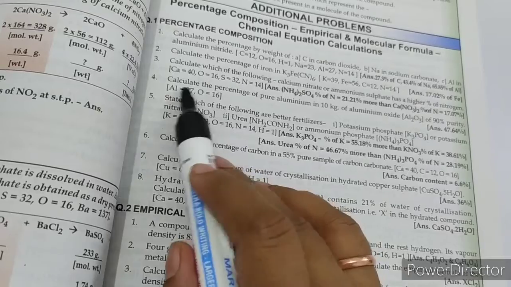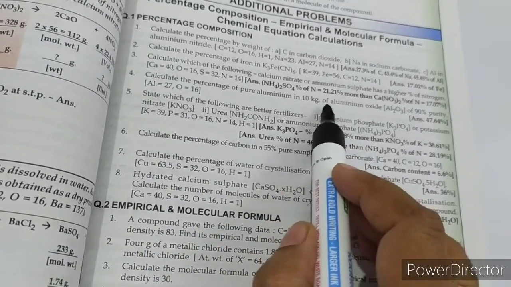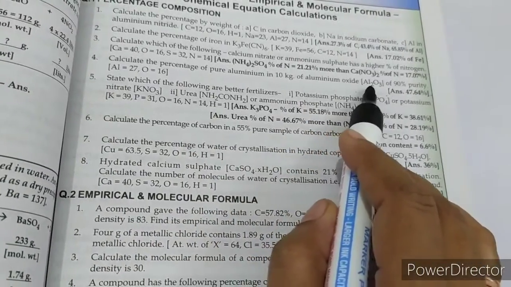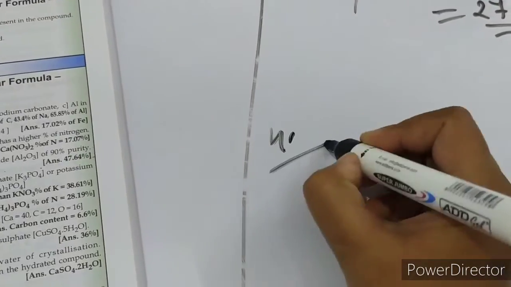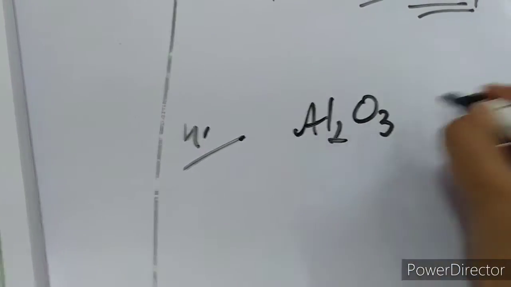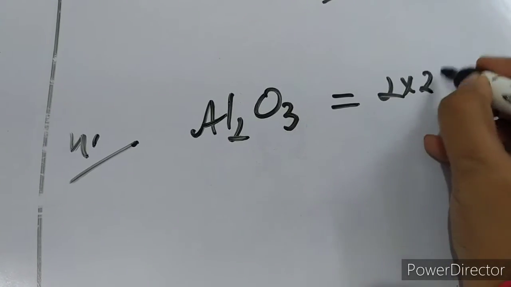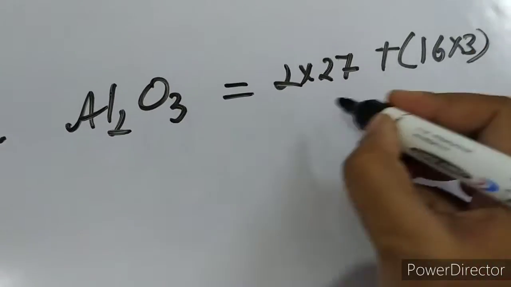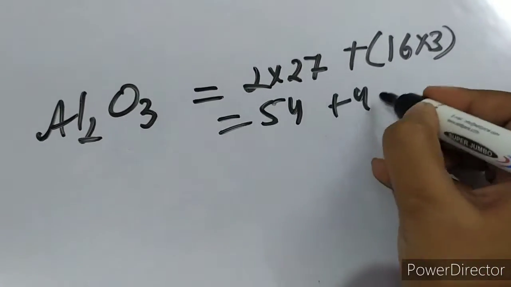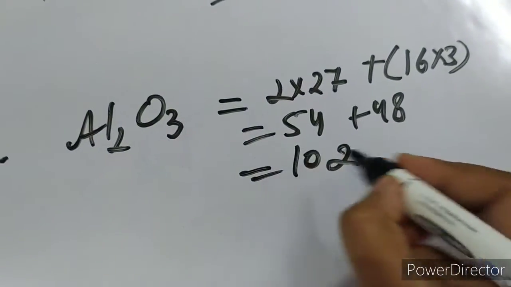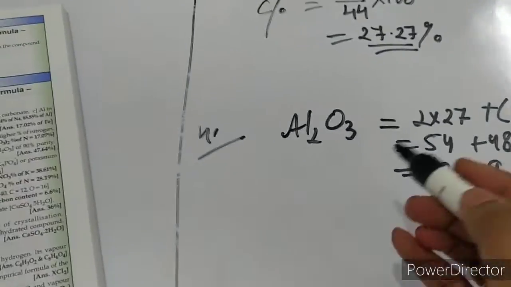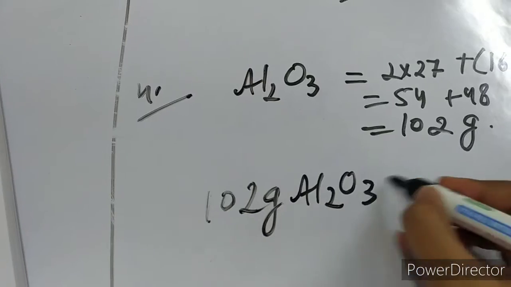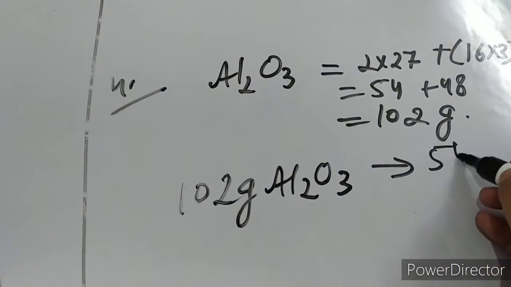The fourth question is slightly different. Calculate the percentage of pure aluminium in 10 kg of aluminium oxide of 90% purity. Now here the first thing we'll do is find the molecular weight of aluminium oxide. So that you will get is 2 into 27, because atomic mass of aluminium is 27, plus 16 into 3. So that is 54 plus 48, and that is 102 gram. Now in this case you can see in 102 gram of aluminium oxide you have how much aluminium? You have 54 gram of aluminium.